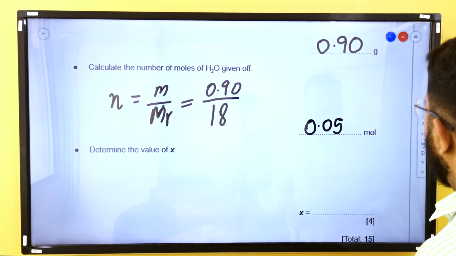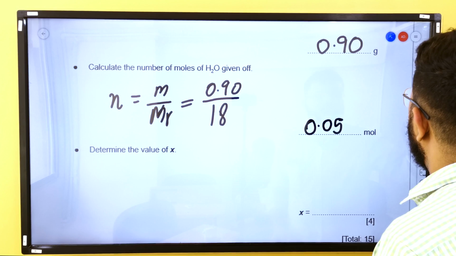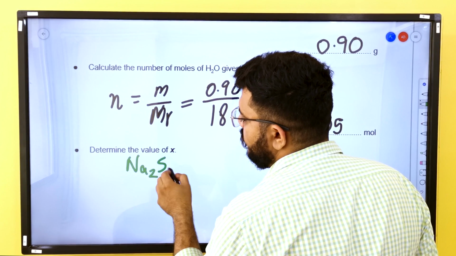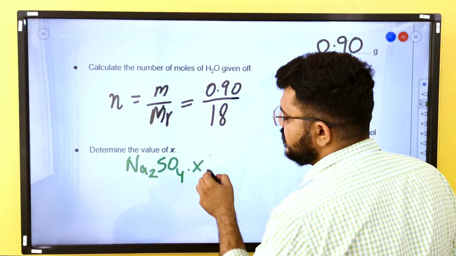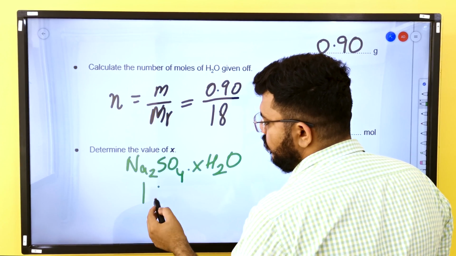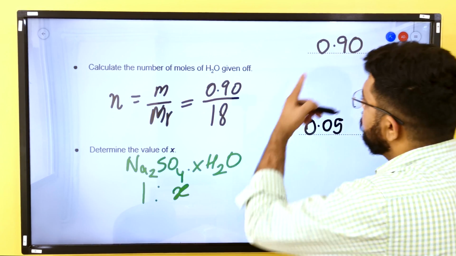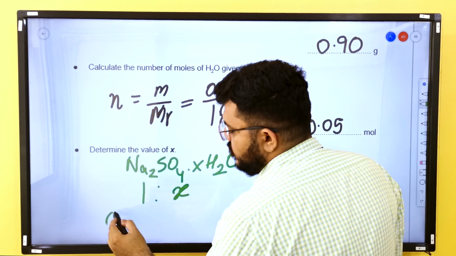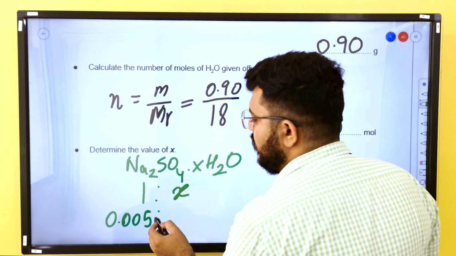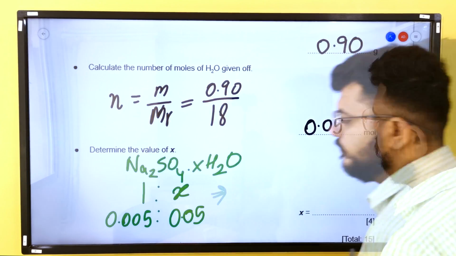Now determine the value of x. How are we going to determine the value? By comparing. Okay, what do we have? We have Na2SO4 dot XH2O. For every 1 mole there are x moles of water, correct? We just found out that for 0.005 moles of sodium sulfate there are 0.05 moles of water.